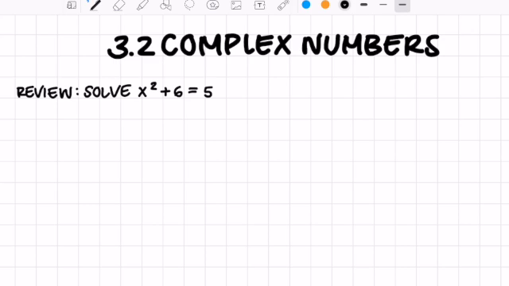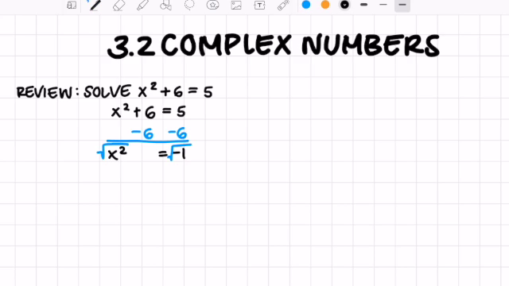So if I'm going to solve for x in this case, I'm going to start off with x to the power 2 plus 6 equaling 5. And I'm going to subtract 6 on both sides. When I do that, I'm left with x to the power of 2 equaling negative 1. And from here, to get rid of that power of 2, I'm just going to square root both sides of the equation.